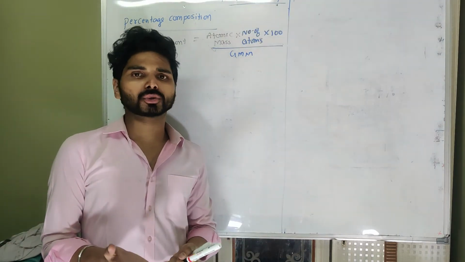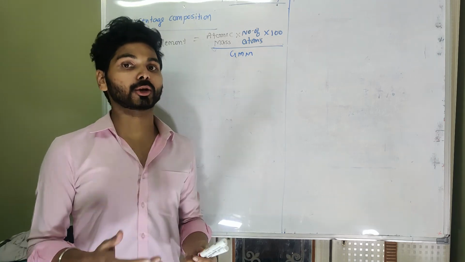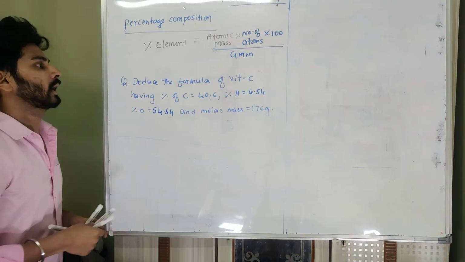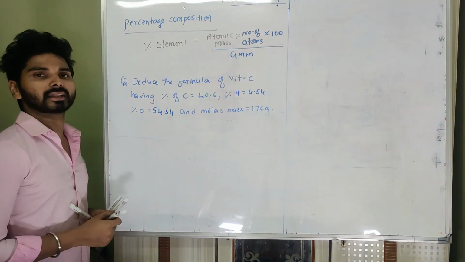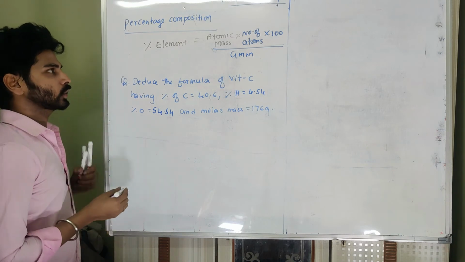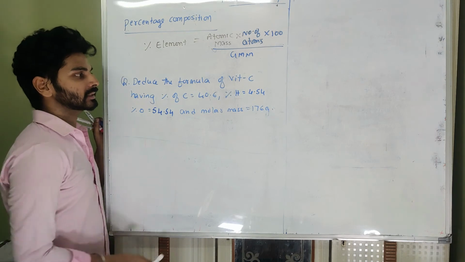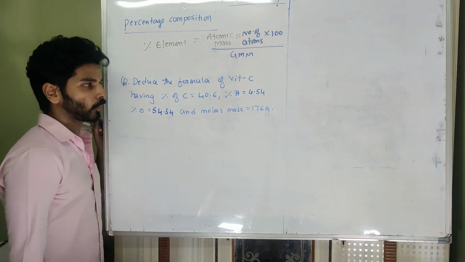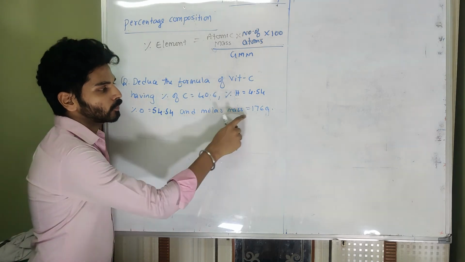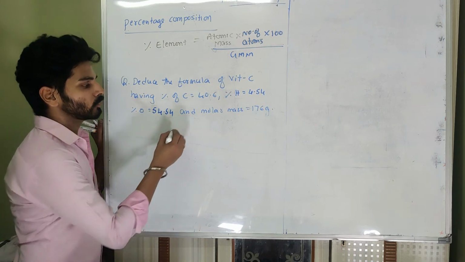This formula is not only used to calculate the percentage composition of an individual element, it can also be used to get the formula of a compound. Reverse calculation. If a question like this is given, then we can use this formula to get the formula of vitamin C. The percentage of carbon is given as 40.6, hydrogen as 4.54, and oxygen as 54.54, and the molar mass is given as 176. We are asked to calculate the formula of vitamin C.